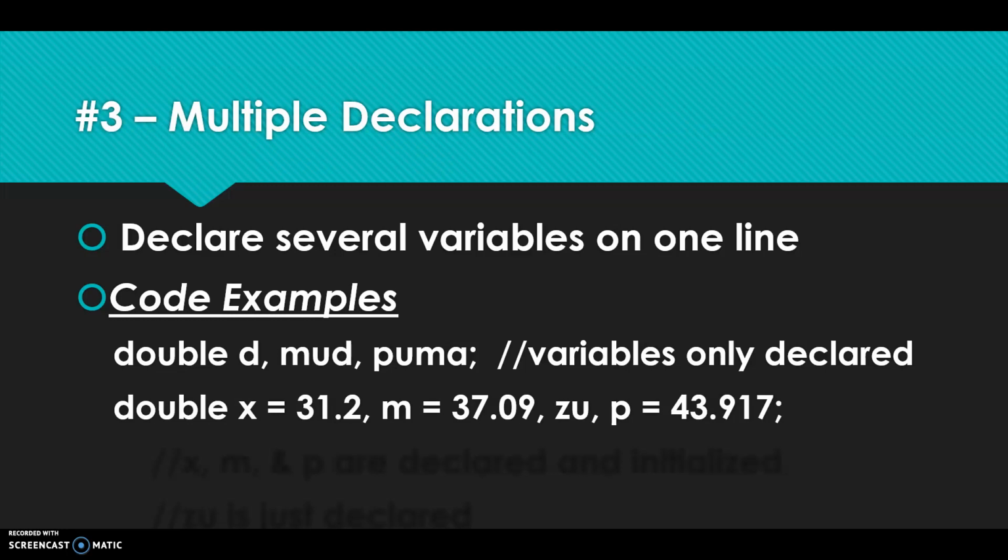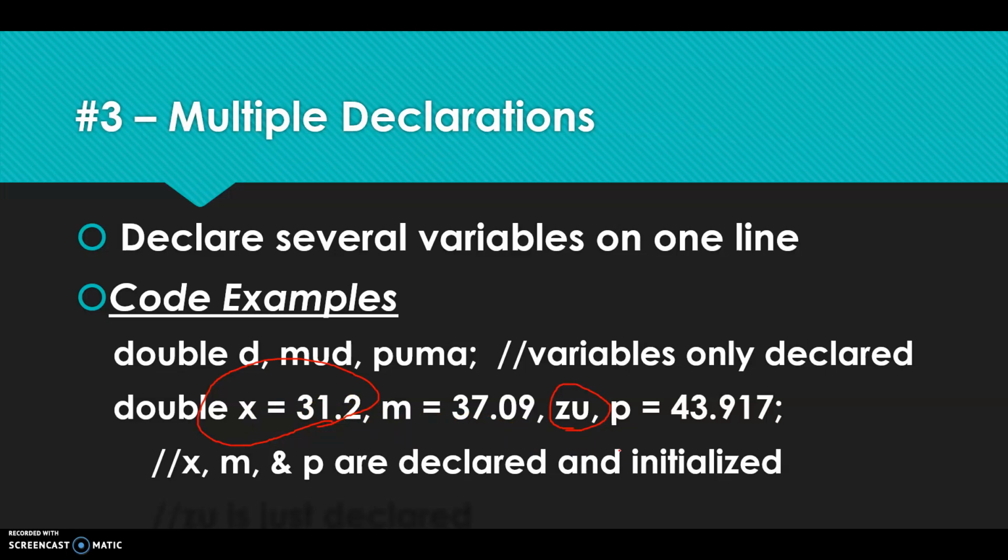I can also declare them and initialize them at the same time, and not all of them have to be declared or initialized. So if you notice, this one is declared and initialized. This one I am just declaring, and that's okay. Notice they're all doubles and a comma is in between each one. So x, m, and p are declared and initialized, and zoo is just declared.